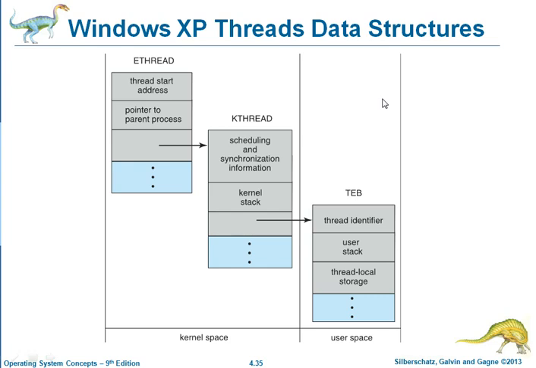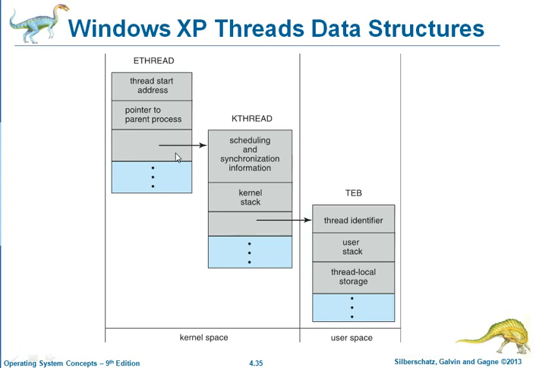This figure describes the structure of a Windows thread. The primary data structures of a thread include EThread for the executive thread block, the KThread, the kernel thread block, and the TEB for the thread environment block. Unahin natin si EThread. The key components of the EThread include a pointer to the process to which the thread belongs and the address of the routine in which the thread starts to control.